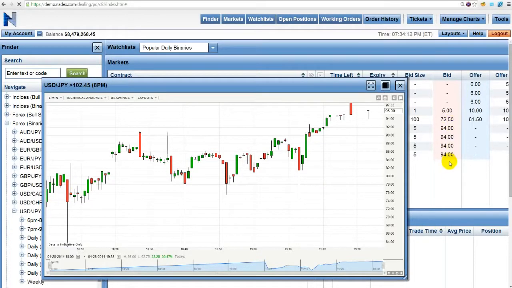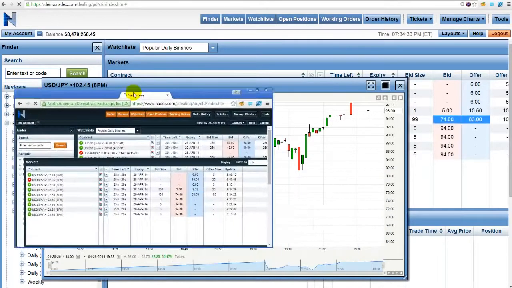Something else you need to be very aware of as a binary trader or scalp trader, either way. You need to look at, this is demo. If we go to live, we'll look at the same thing over here. Let me put my live account up, and it'd be usually about the same.